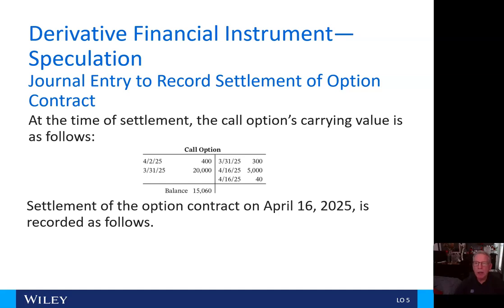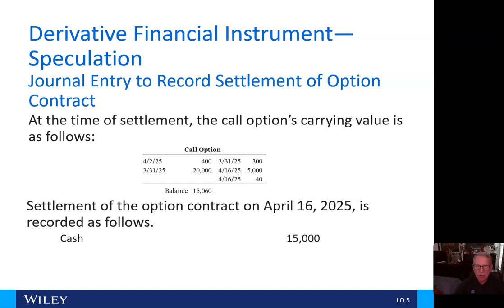Okay, so now if we look at the journal entry to record the settlement of the contract, at the time of the settlement, the call option's carrying value is as follows. And if we look at the T account here, with the 5 entries that we've made, the balance is a $15,060 debit balance to the call option account. The settlement of the option contract on April 16th is recorded then as follows.